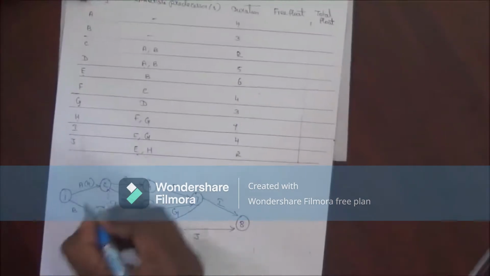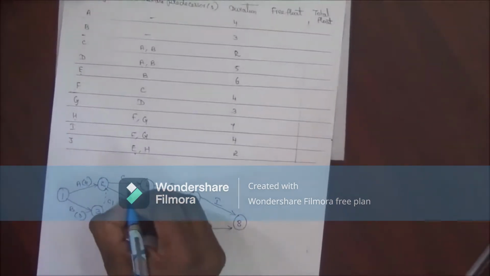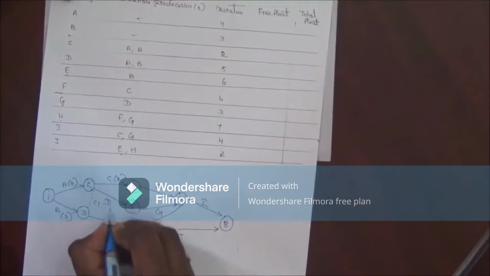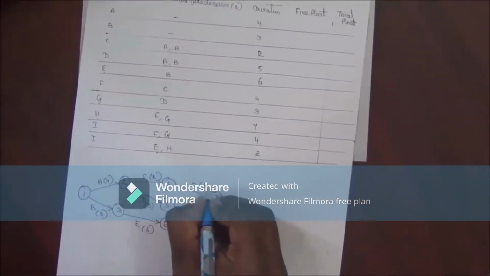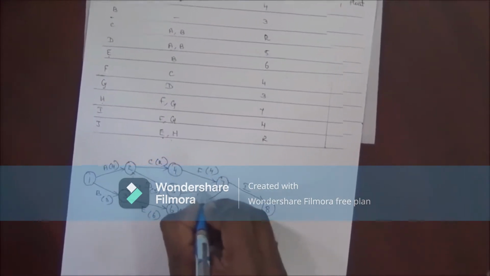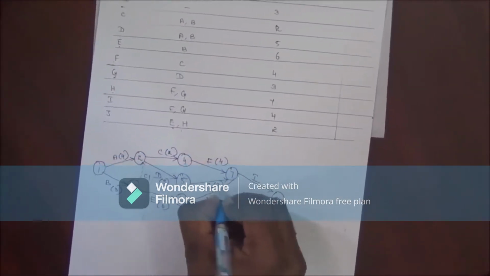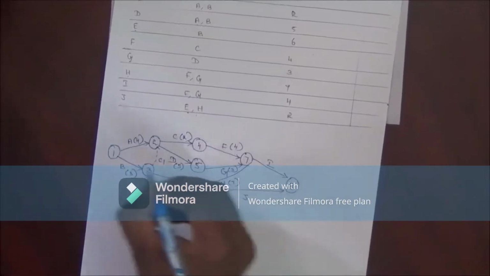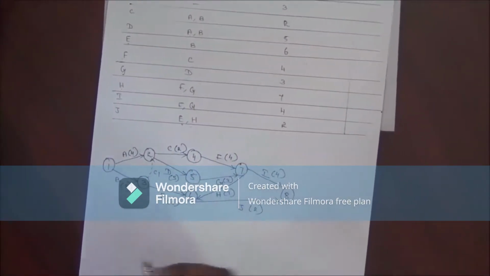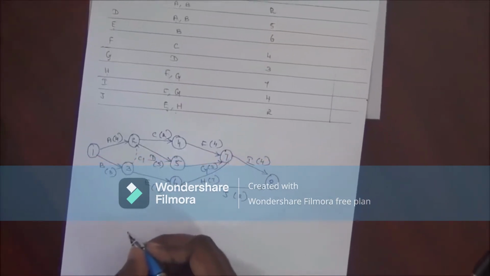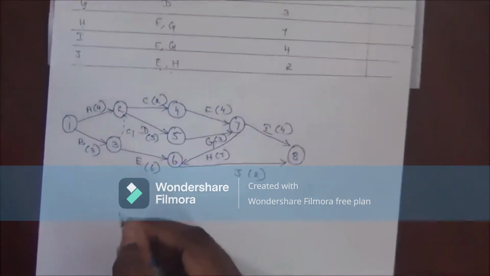So A4, B3, C2, D5, E6, F4, G3, H7, I4 and J2. Now we have to calculate the earliest start time as well as the latest completion time.